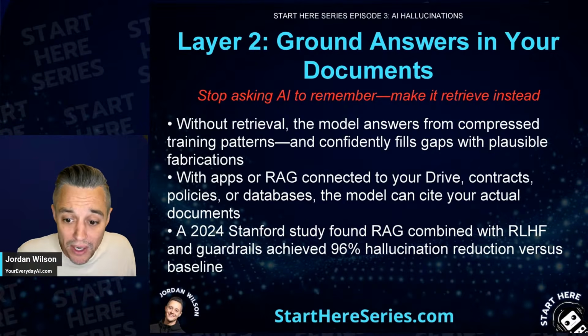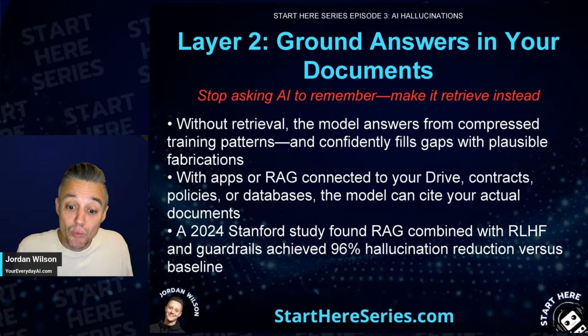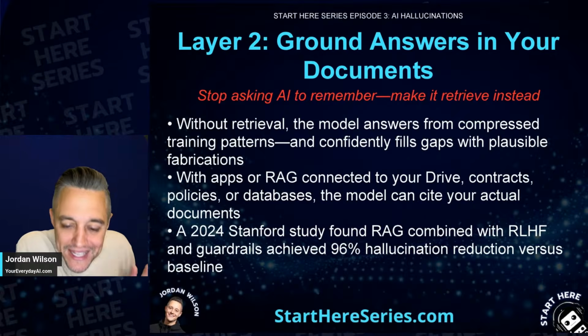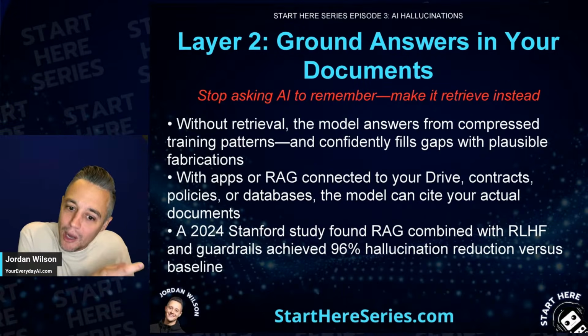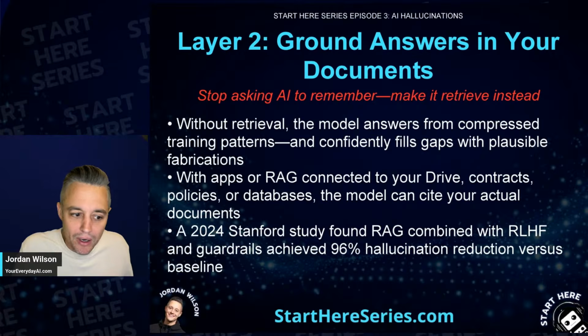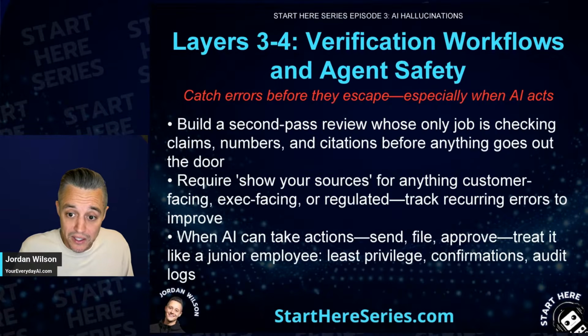There was a 2024 Stanford study that found RAG combined with reinforcement learning with human feedback and guardrails achieved a 96% hallucination reduction versus the baseline, right? Just doing those basic things, like having a version of your company's data and proper instructions, is going to cut down on hallucinations, just those two things alone.